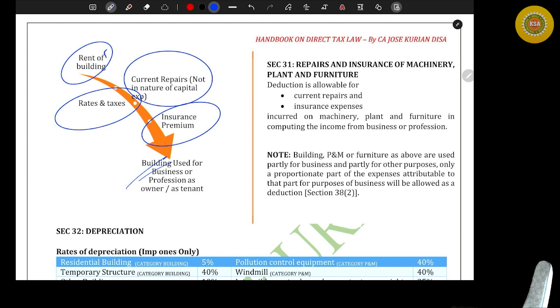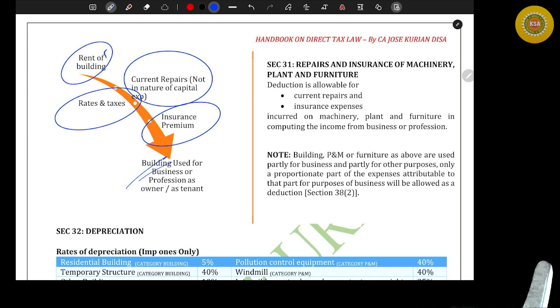Two associated costs related to this AC I can claim as a deduction under 31. Are you all here? Which are the two associated costs? Number one, current repair. All of a sudden, this AC had some problem. It turned off. I called a mechanic and he fixed it. That amount that I had to pay to the mechanic as well as to the spare parts shop is allowed as a deduction under 31.